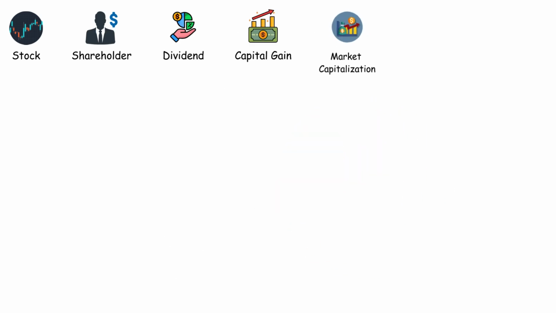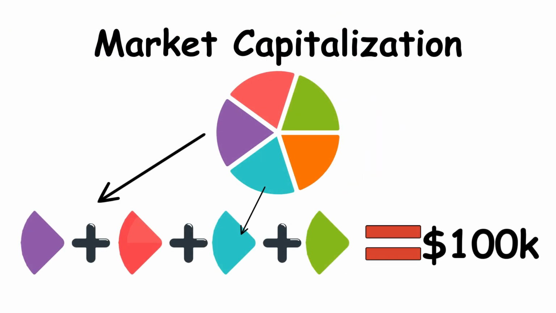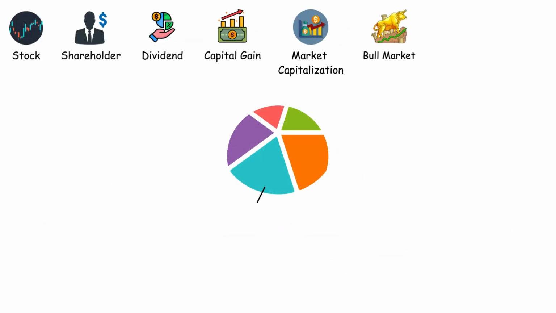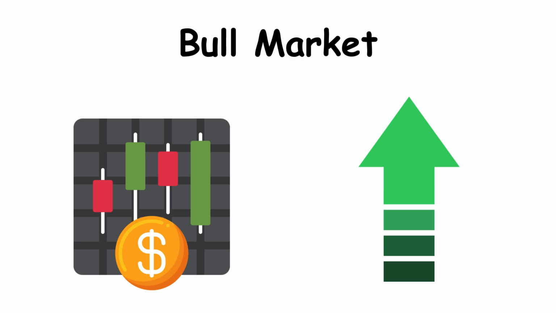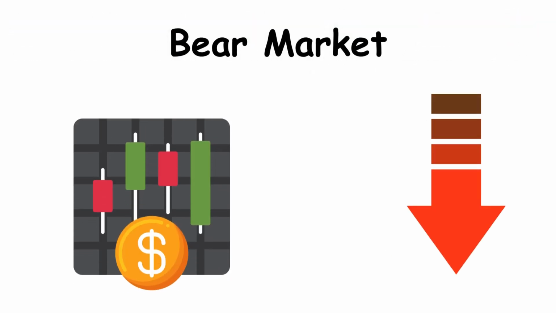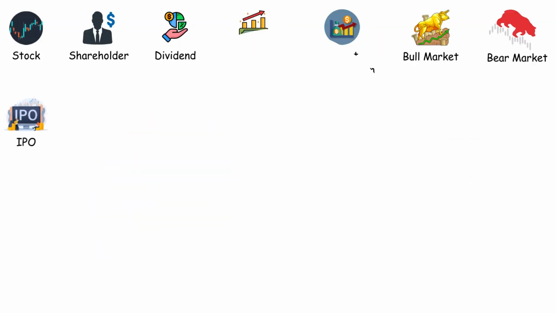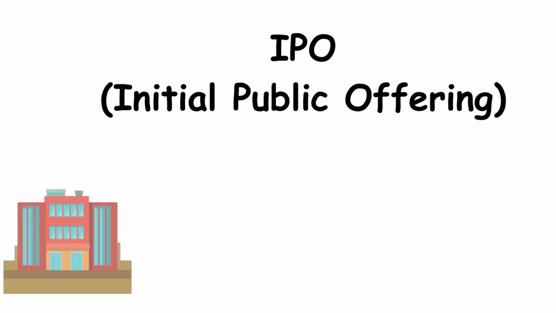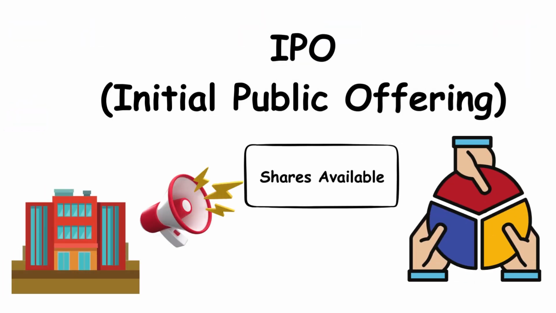Market capitalization. Market capitalization is the total value of all a company's shares on the stock market. Bull market. A bull market means stock prices are rising, showing market growth. Bear market. A bear market means stock prices are falling, indicating market decline. IPO. An IPO is when a company offers its shares to the public for the first time.